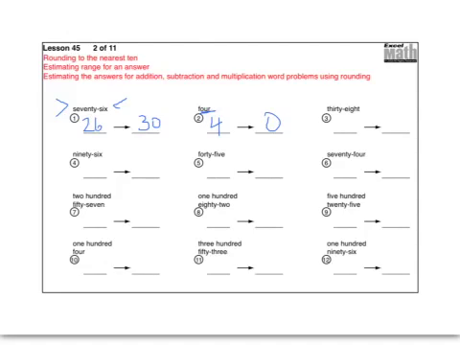Alright, why don't you pause the video and do 3 through 12. The numbers are given to you right here. And so write those numbers in on your paper and then round them to the nearest 10.